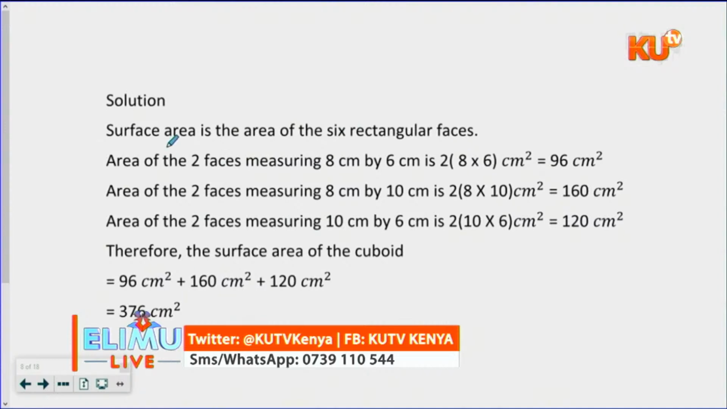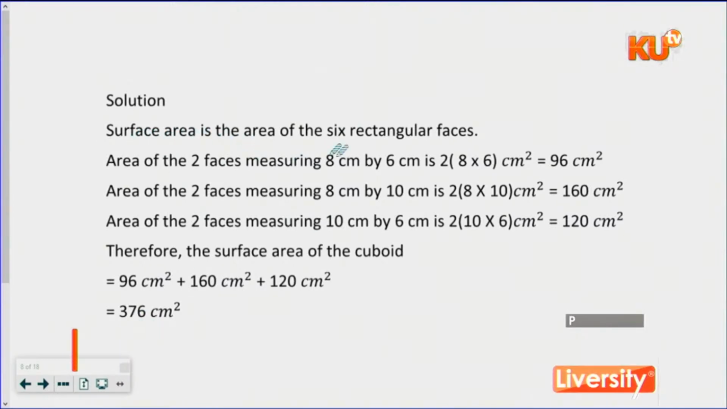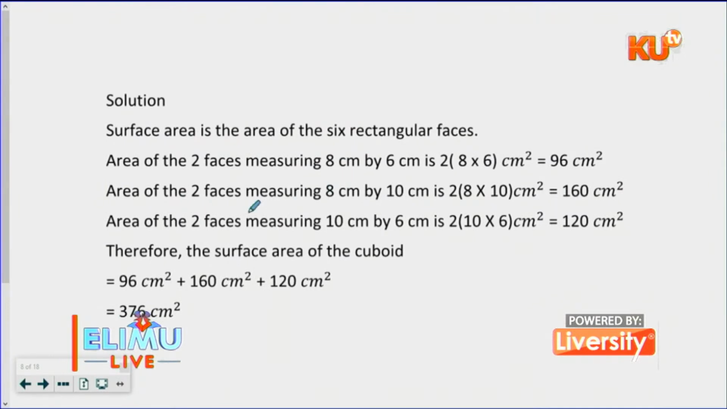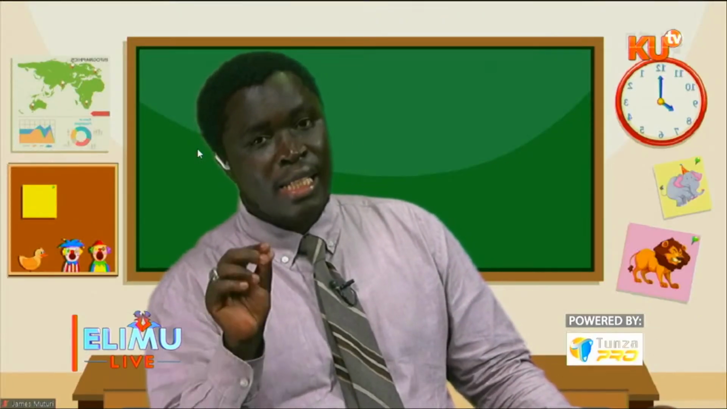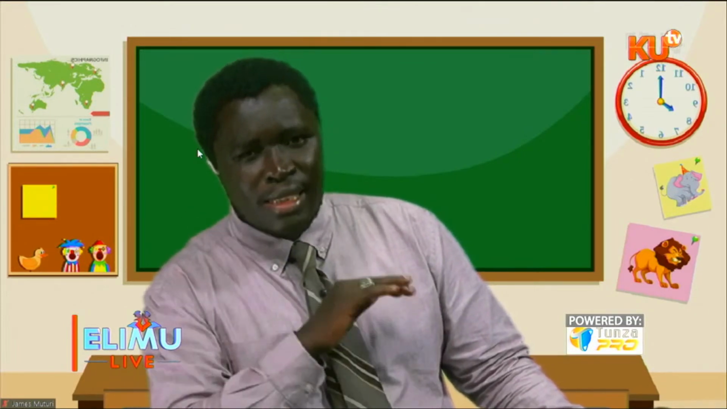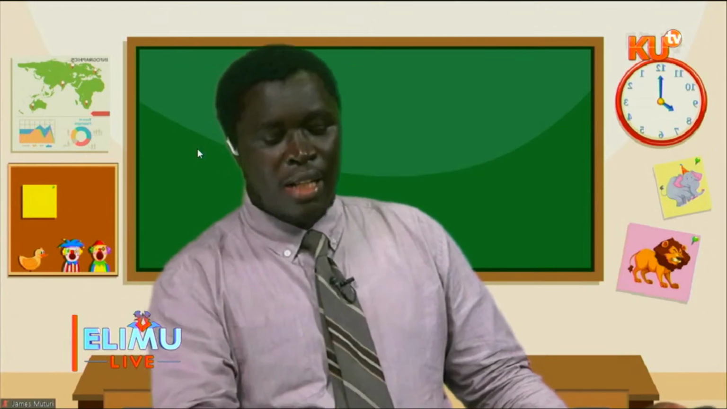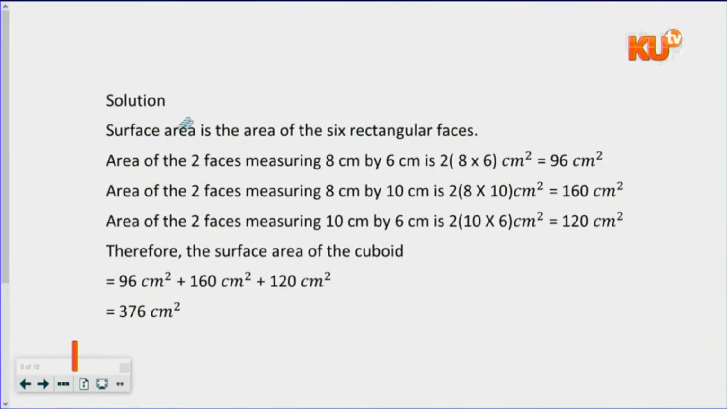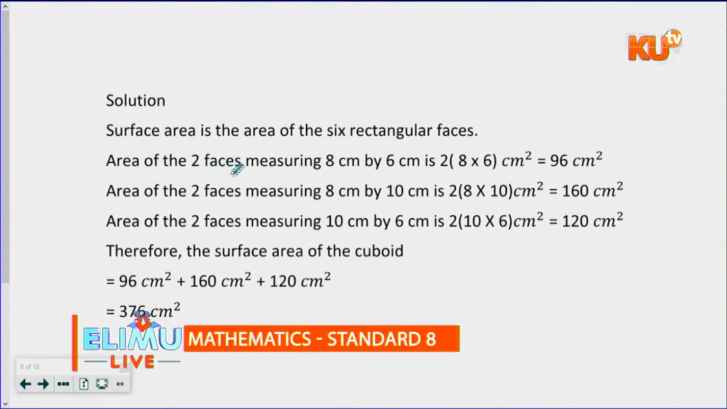One, we'll get the surface area of the 6 rectangles. Remember, a cuboid is made up of 6 faces. All these 6 faces of a cuboid are rectangular in shape. So we get the area of all the 6 rectangles according to the formulas we have. Area of 2 faces measuring 8 by 6.